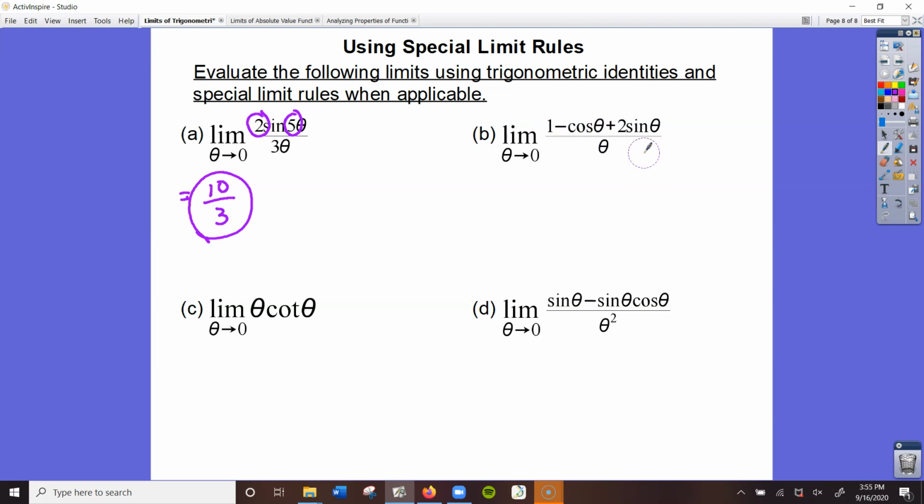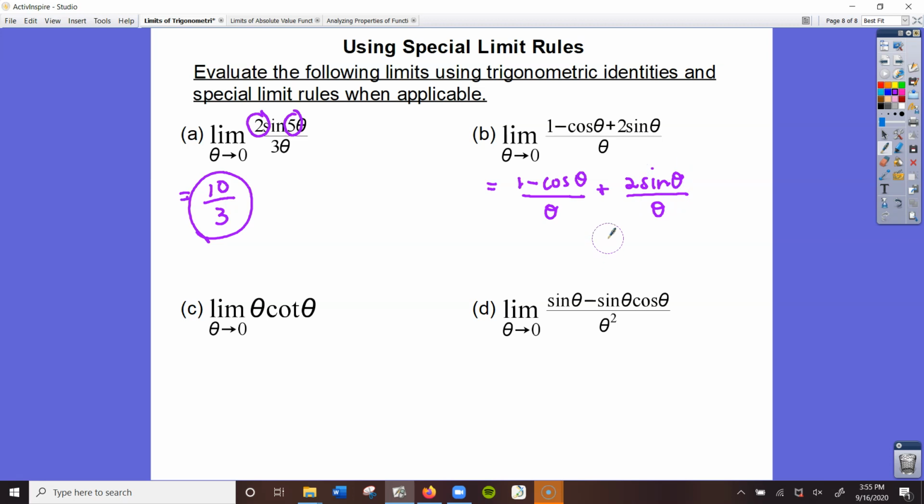Now this one over here is a little bit different. I can tell that this part here looks like a special limit. This part here also looks like a special limit, but everything is over theta and it's being added together. Well, since everything is over the same denominator, we can actually split this into two separate fractions with the same denominator. 1 minus cosine theta plus 2 sine theta is the same thing as 1 minus cosine theta over theta plus 2 sine theta over theta.